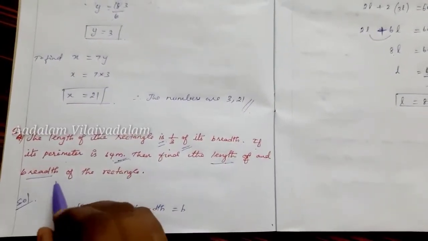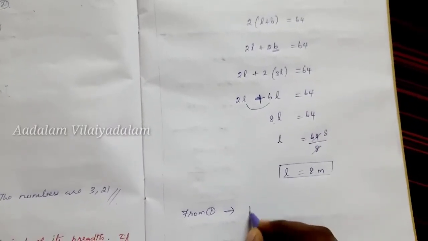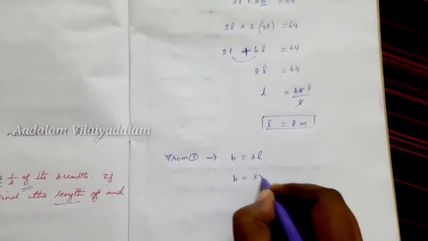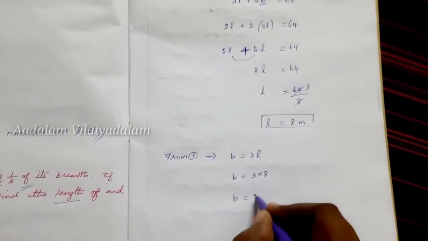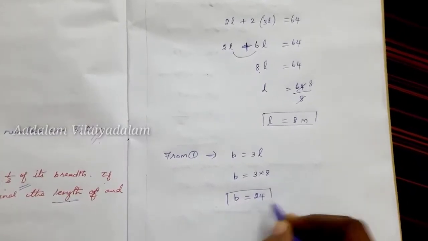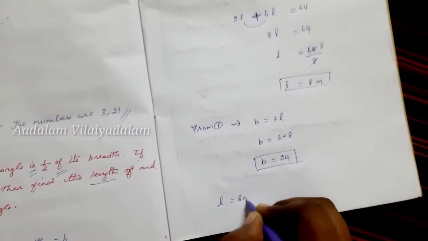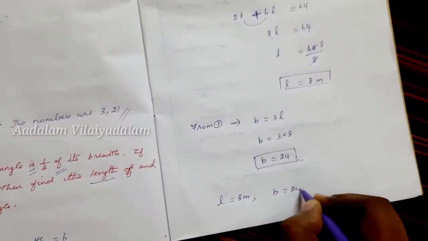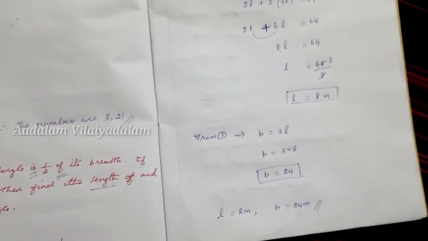So one more thing we need to find: the breadth. From the same equation 1, we can write B equal to 3 times L, which means B equal to 3 into L, and L is 8. So 3 8s are 24. So finally we can write L equal to 8 meter and B equal to 24 meter, which is the required solution for this problem.